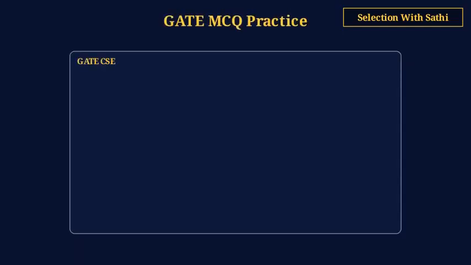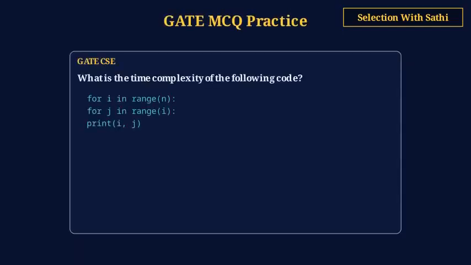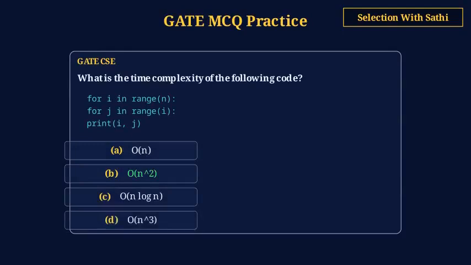Let's tackle a gate-style multiple-choice question. Which is the tightest upper bound for f of n equals 3n squared plus 5n plus 2? The options are a. O of n cubed, b. O of n squared, c. O of n squared log n, d. O of n.